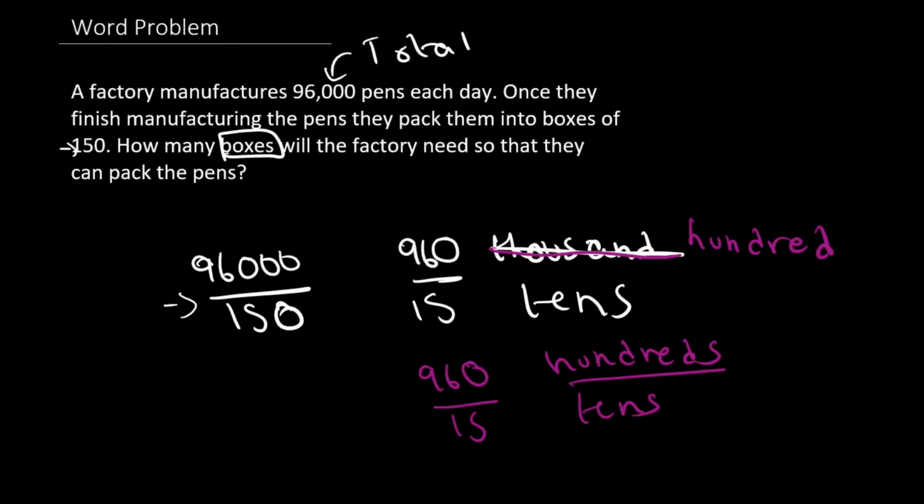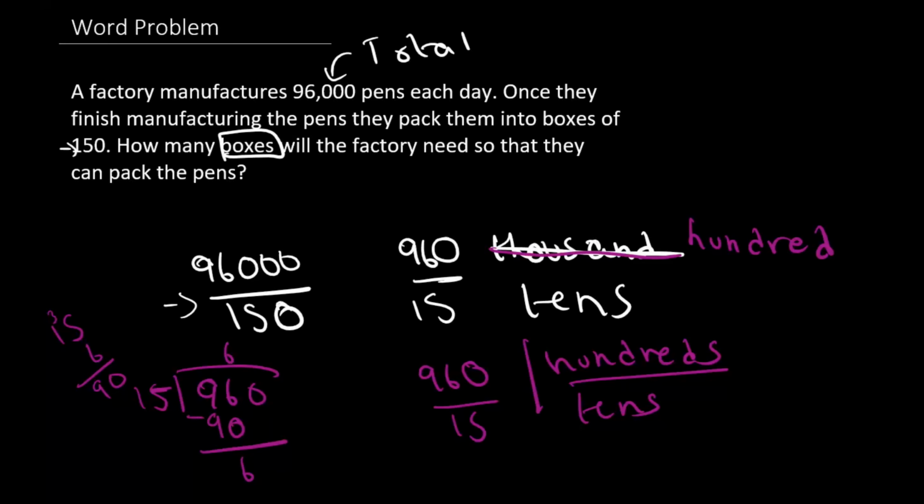So let's do it: 960 divided by 15. I'm going to do 960 divided by 15 over here. So let me try 15 times 6. Okay? 6 times 5 is 30. 6 times 1 is 6, plus 3 is 9, so 90. That's the closest. So I'm just going to write 6 here, and then 90 here. Then 96 minus 90 would be 6, and then I'm going to drop down the 0.